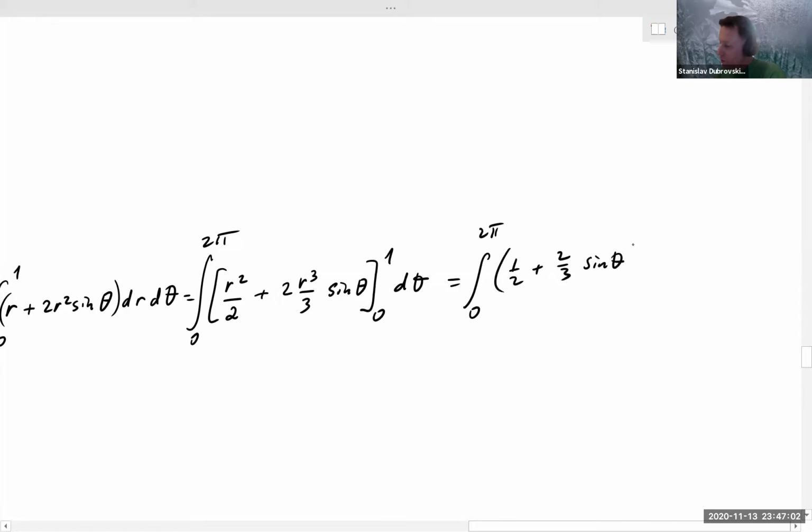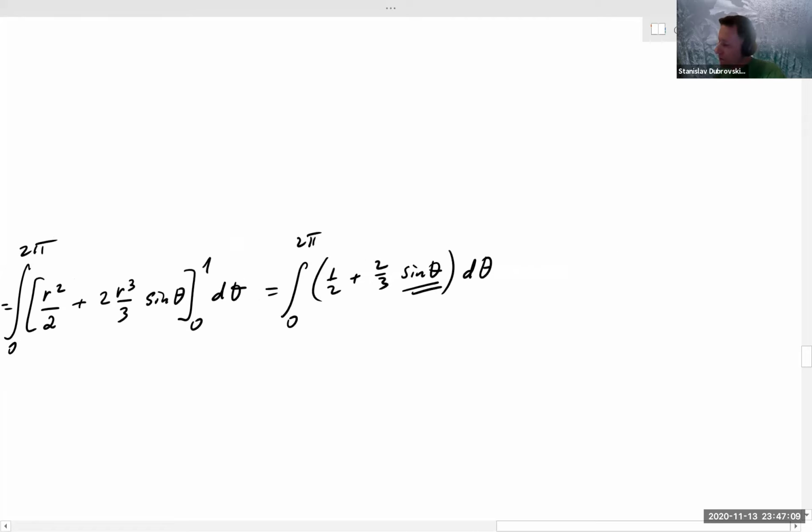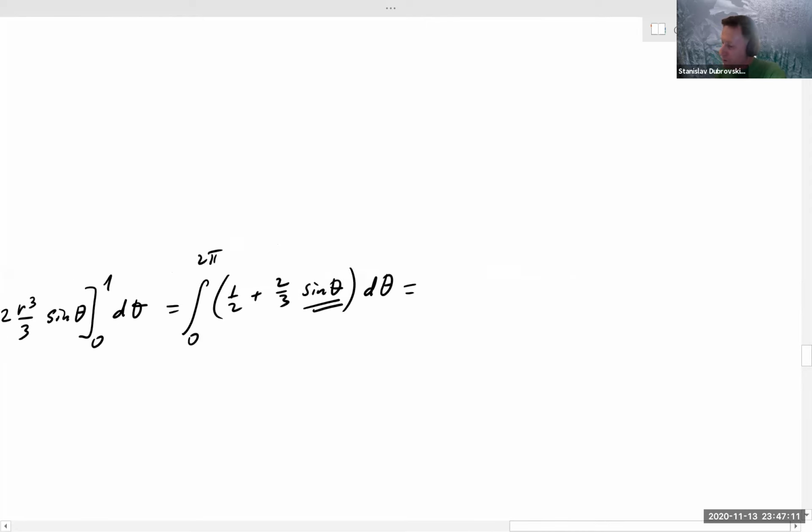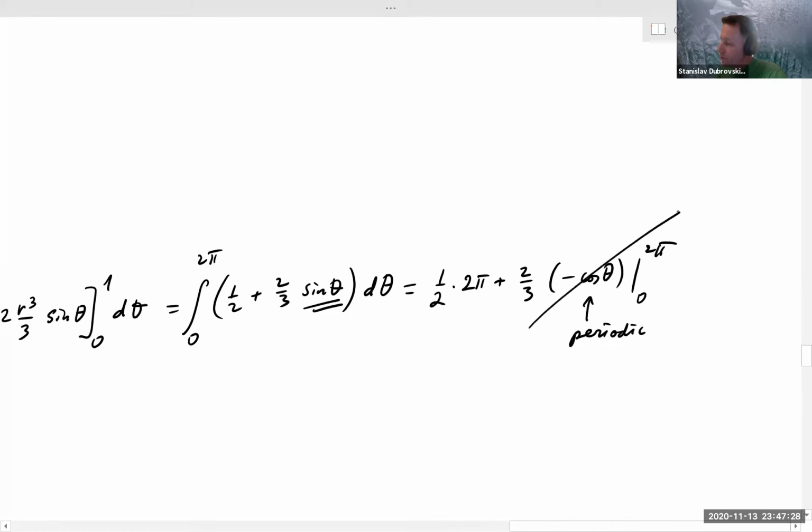What can we say about sine theta? Okay, let's do things slowly. So we'll get 1/2 times 2 pi. Here we'll get 2/3 times negative cosine theta from 0 until 2 pi, but we know it's periodic. So at 0 and at 2 pi, it will have the same value, so it will cancel. And we'll get that the overall result is pi.